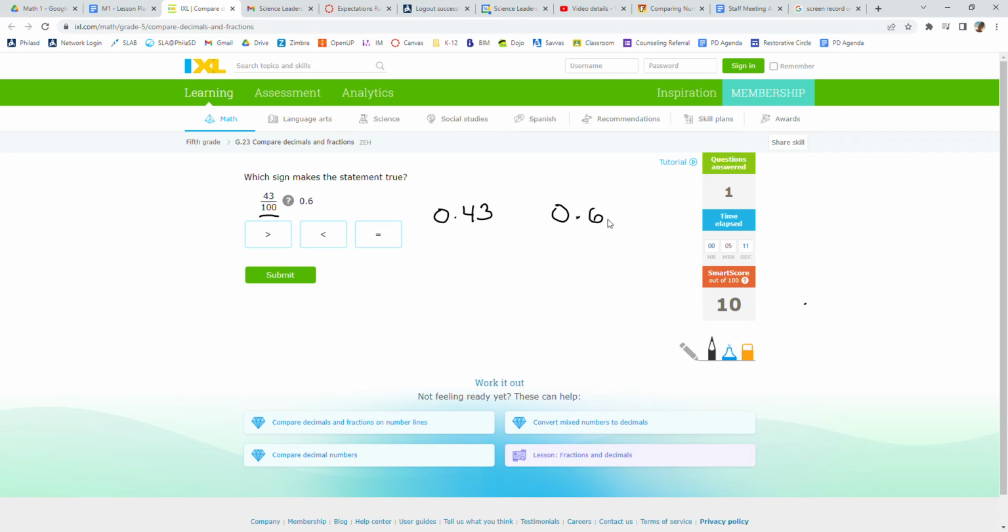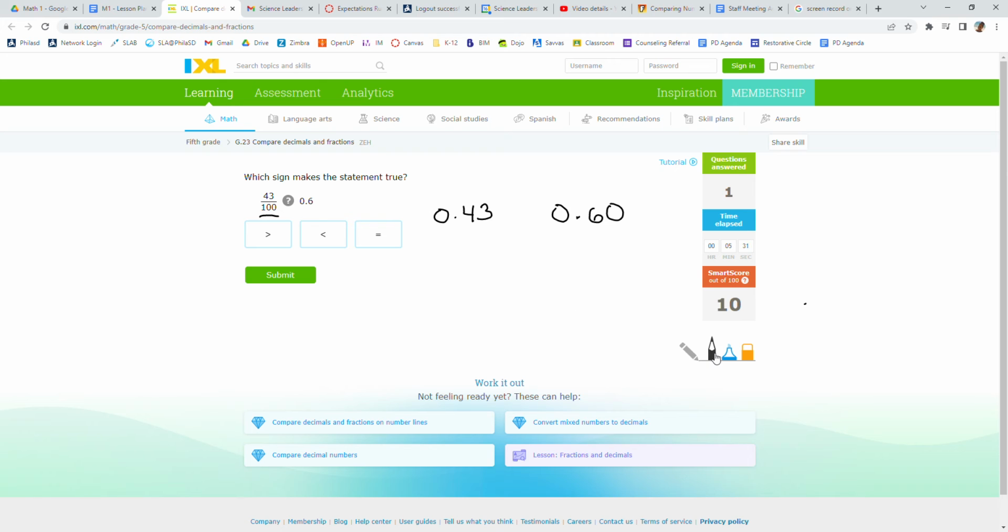Well, remember that we can add trailing zeros to the end of our decimals, to the right of our decimals, and it won't change the value. So in order for both of these decimals to have two digits after the decimal place, I'll just add a 0 to the right of the 6. So now we want to compare 0.43 to 0.60.